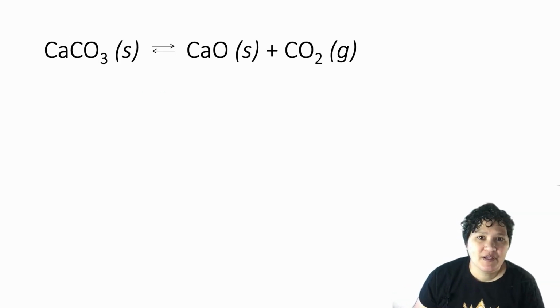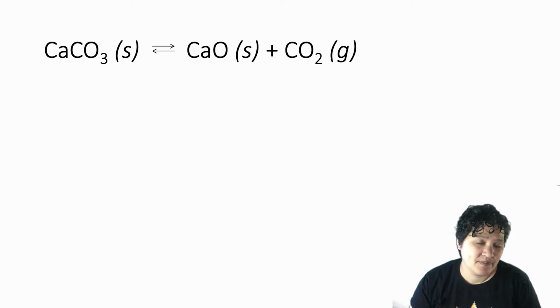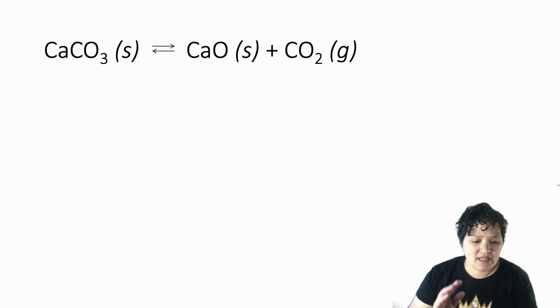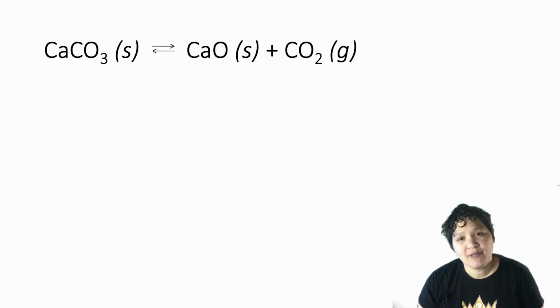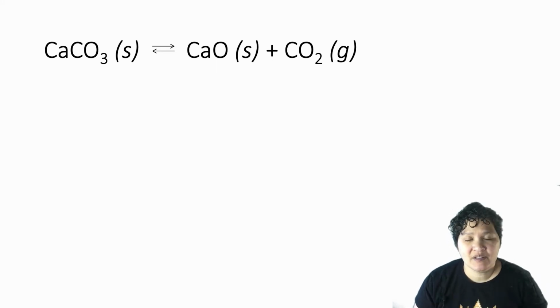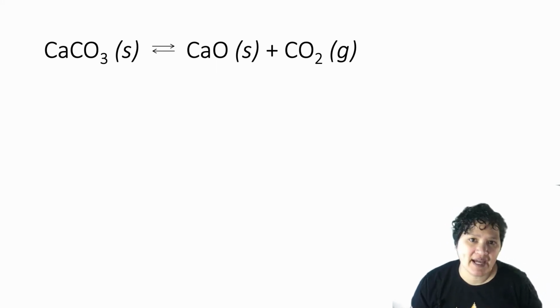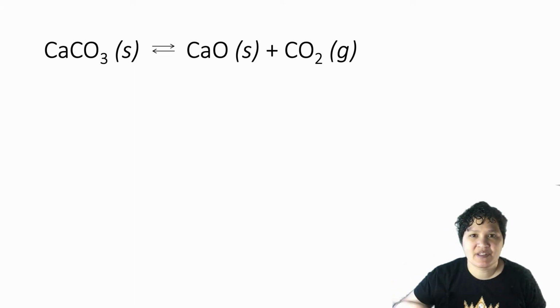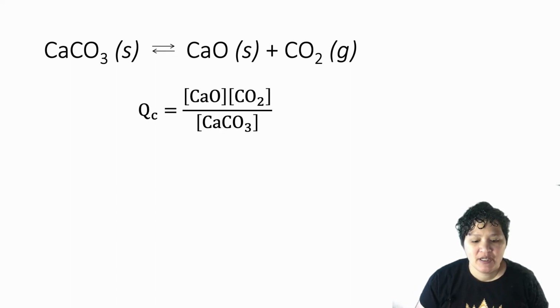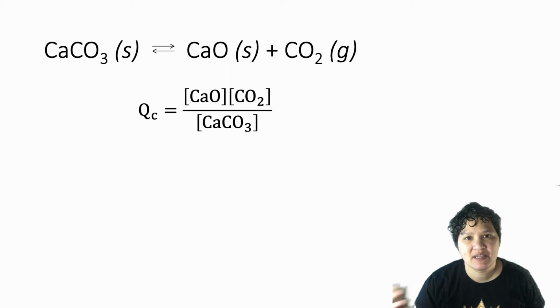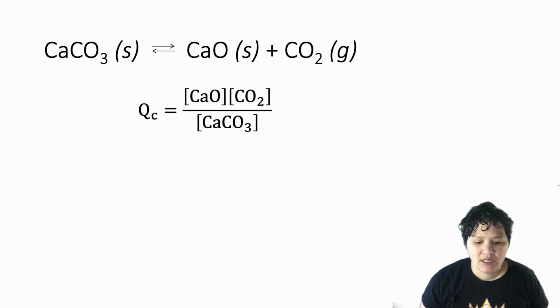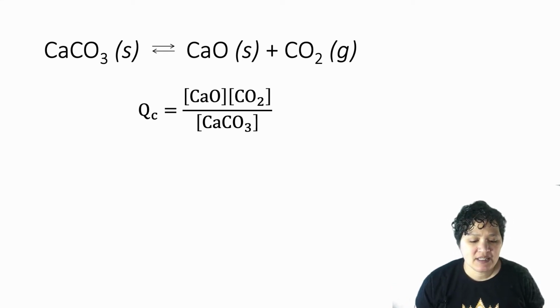So for example, in this balanced reaction, we see solid calcium carbonate forming solid calcium oxide plus CO2 gas. This is what happens when you heat limestone. It produces CO2 gas and leaves behind calcium oxide. So if we write our mass action expression in the traditional way, let's say we're trying to find the reaction quotient, what we'll get is this.